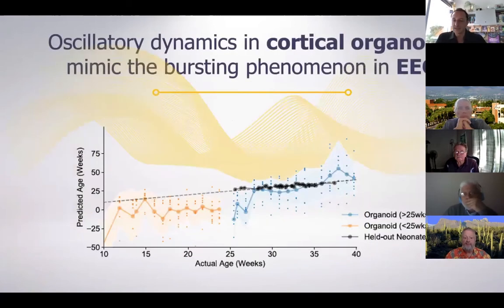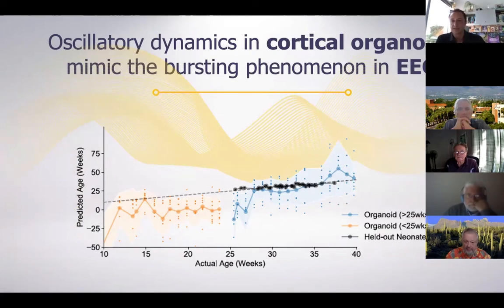And so this is the data. The perfect correlation is in the dotted line here. The human data is plotted on these black dots, and the organoid data is in blue. So I hope you can appreciate that after 25 weeks, there is a very nice correlation between those two. So it's indistinguishable, although the organoid data is way more variable compared to the human brain.